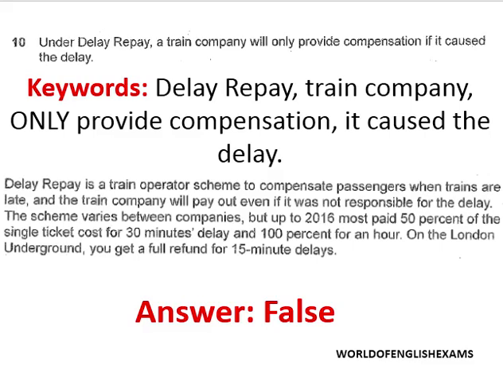So even if it is not responsible means whether it is the fault of the train company or not, the passengers will get paid. But what is given in the statement is telling that you will only be provided compensation if the delay is from the train company, and in the text it is telling that even if it is not responsible. Hence both of them are opposites. That's why the answer is false.